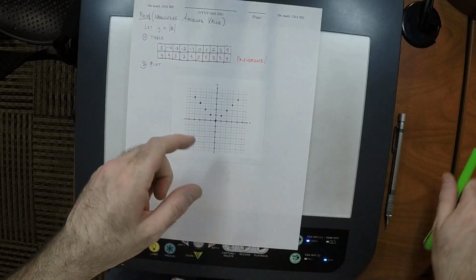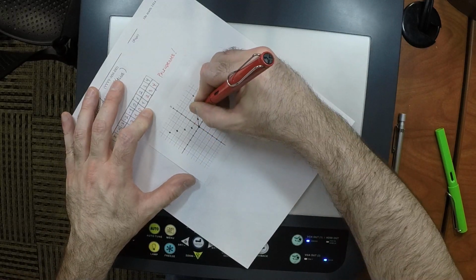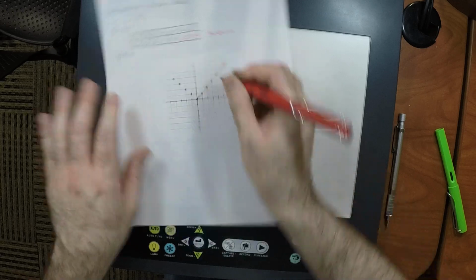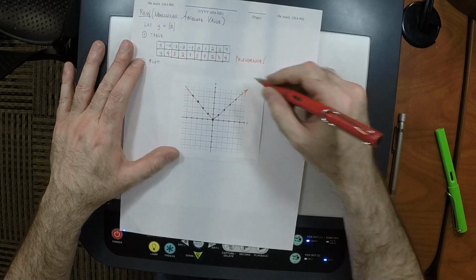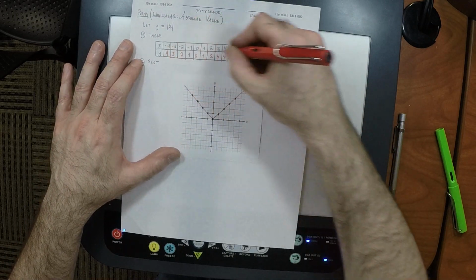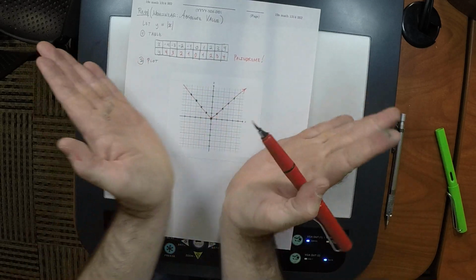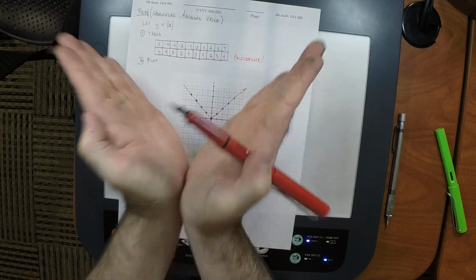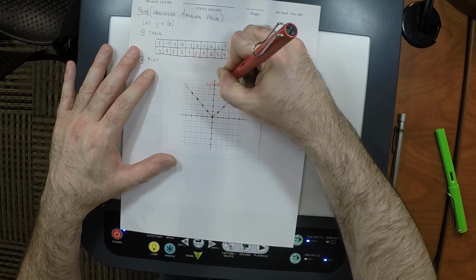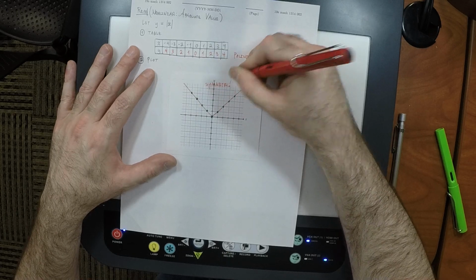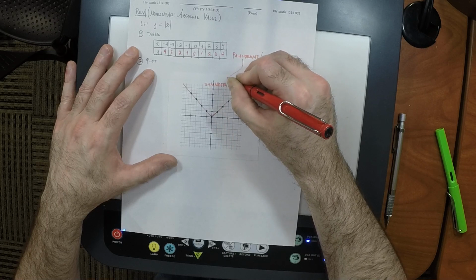And if we were to plot a lot more points and connect the dots, it would look like this. So this palindrome right here manifests itself in the picture as this symmetry. Neat. Interesting.